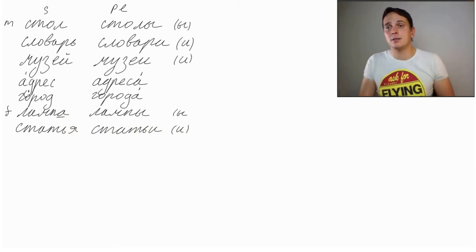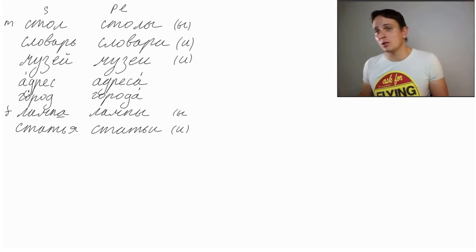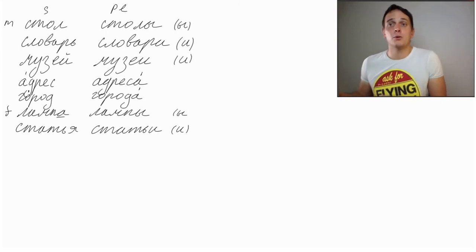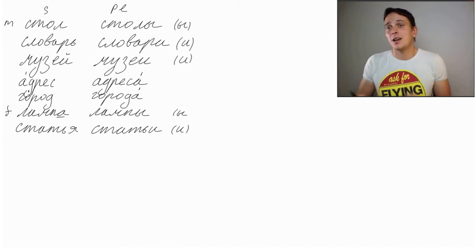Скамья is a chair, a bench. Скамьи. Again, we can use this pattern for the new word. So you learn a new word, which is feminine, and you need a plural of this. You can use this pattern, and more or less you will have the right plural.